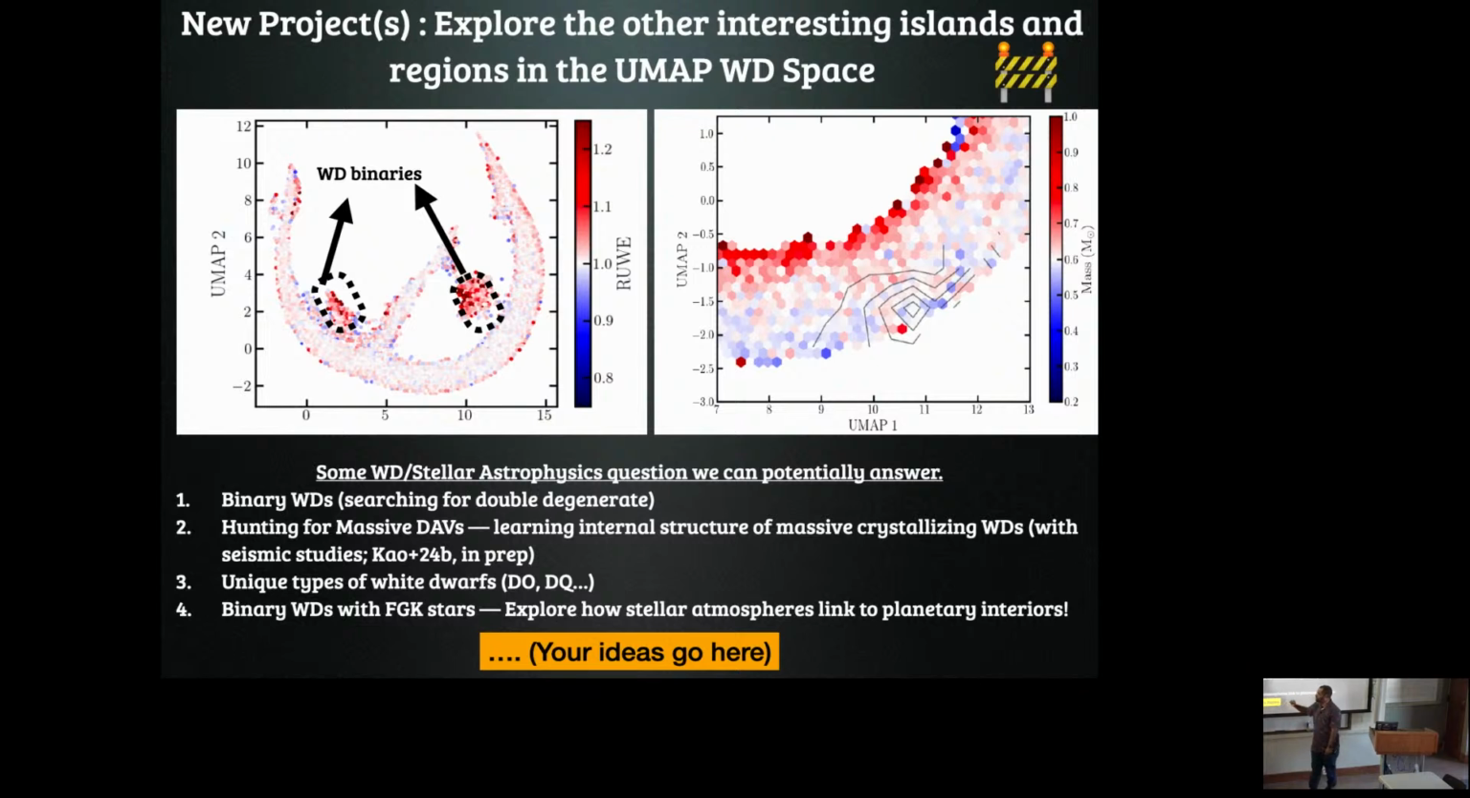And finally, I will just end with saying, this is only the start. There's plenty of data here. There's plenty of ways you can interpret this map. And so your ideas now can go here. That's it.